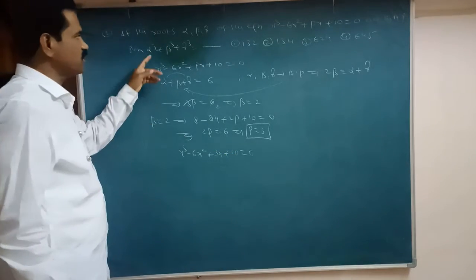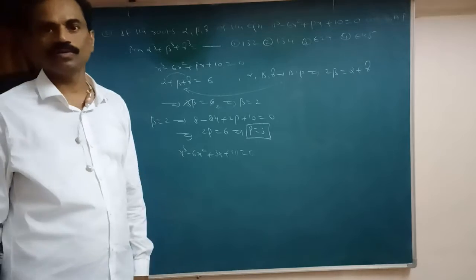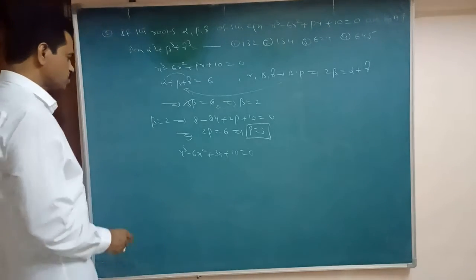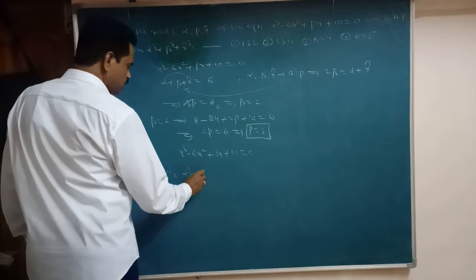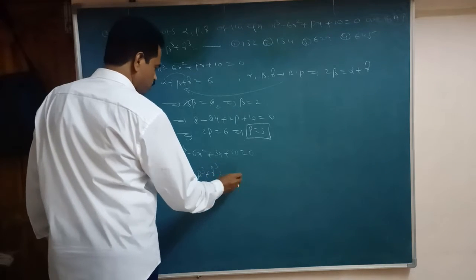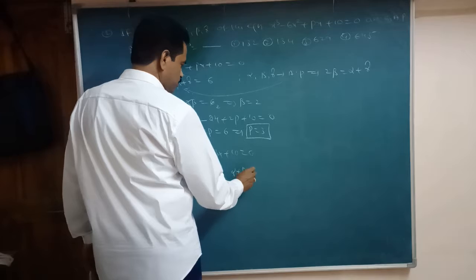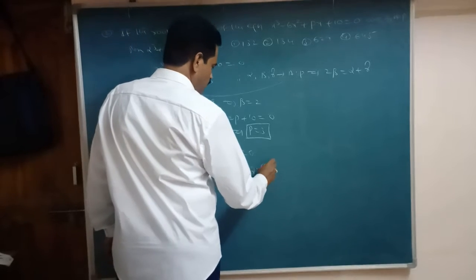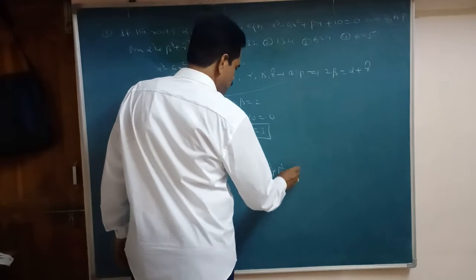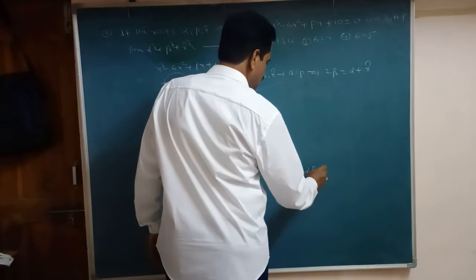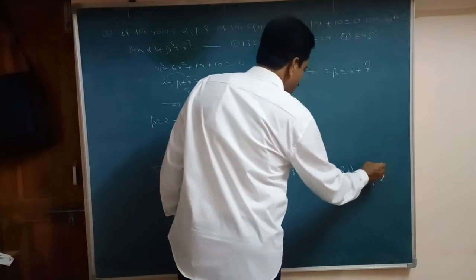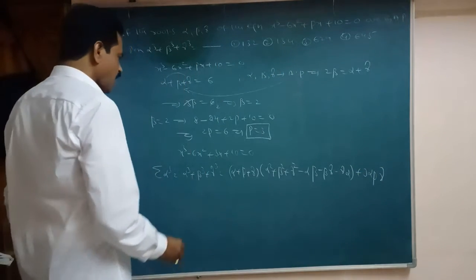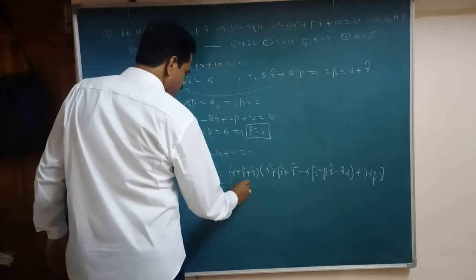So what we are finding out here? Alpha cube plus beta cube plus gamma cube is dash. So we know that summation alpha cube, that is alpha cube plus beta cube plus gamma cube equal to, we can write here, alpha plus beta plus gamma into alpha square plus beta square plus gamma square minus alpha beta minus beta gamma minus gamma alpha, plus 3 alpha beta gamma. We know that this is, here alpha plus beta plus gamma is S1.